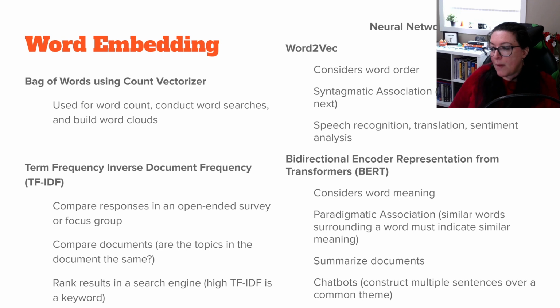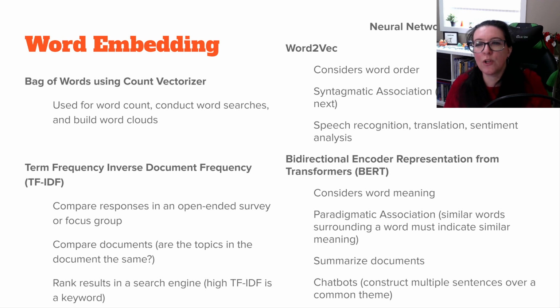So there are different methods for word embedding. We talked about bag of words using count vectorizer and term frequency, inverse document frequency. There are two other methods for word embedding, which we will look at when we get to neural networks. So they are neural network approaches. The first is called word2vec, and it adds the value of considering word order.